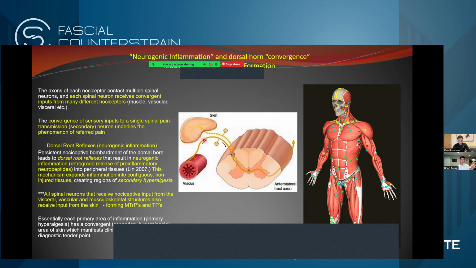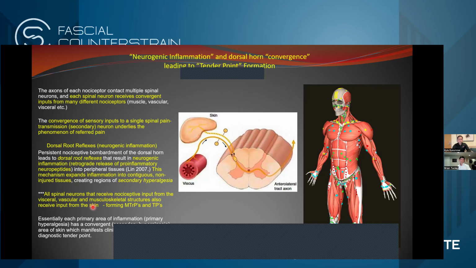So you can get shared inflammation from the deep structure to the skin. And there's research that says, just like the statement right here, all spinal neurons that receive nociceptive input from the viscera, vascular, and musculoskeletal structures also receive input from the skin. So there is a patch of skin that's going to be impacted by every nociceptive input. And that is the surface tender point.